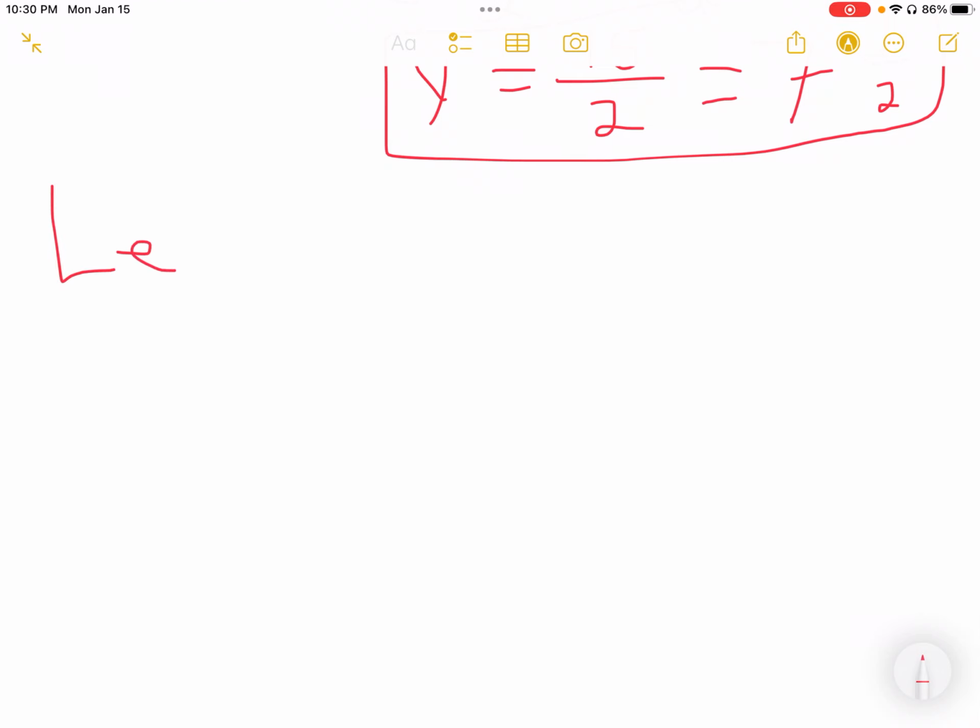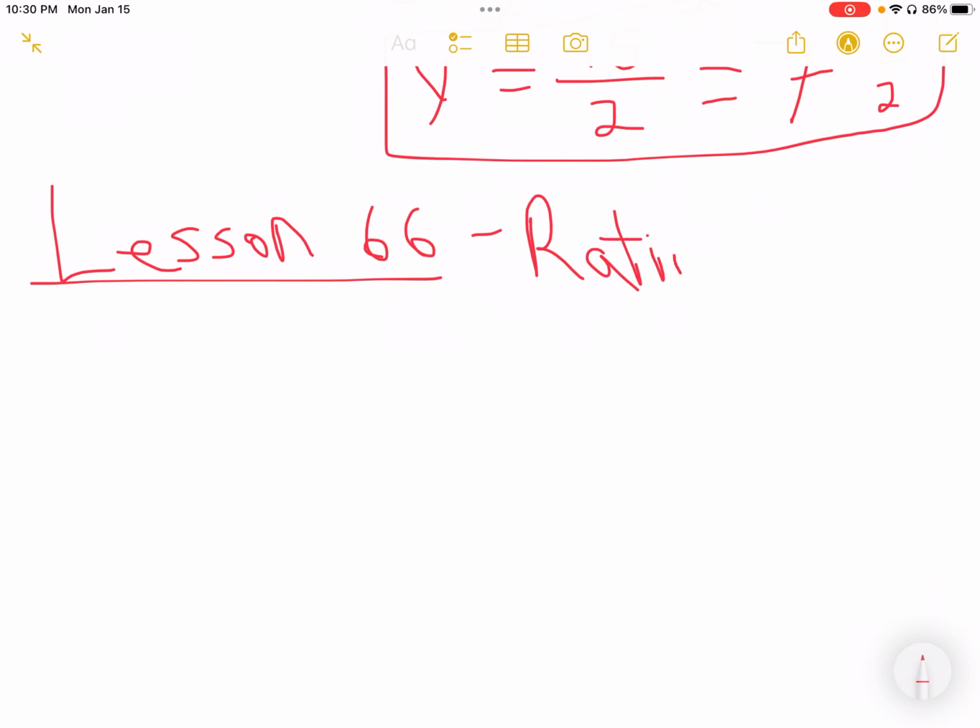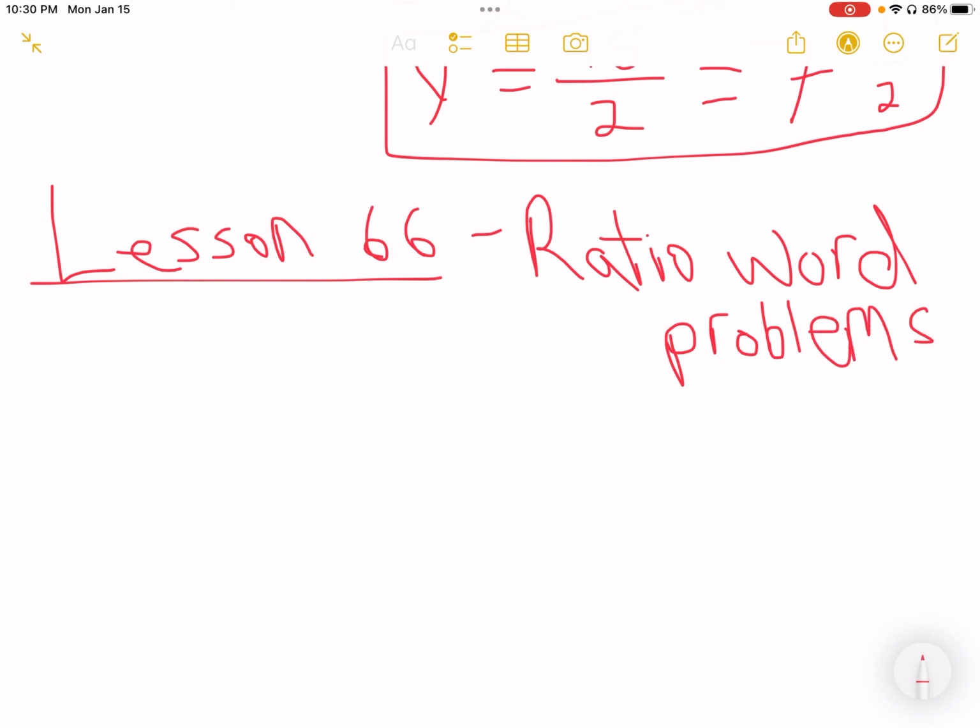We're going to go to lesson 66. With lesson 66, we're going to talk about ratio word problems, which is related. Really, ratios are just fractions, so they have a lot of similarities. That's a good thing. Word problems, they're not our favorite thing sometimes, but hopefully this will help make them a little bit less scary.